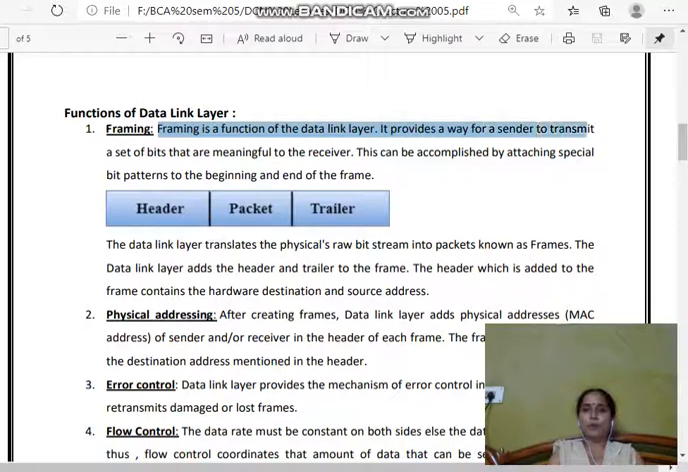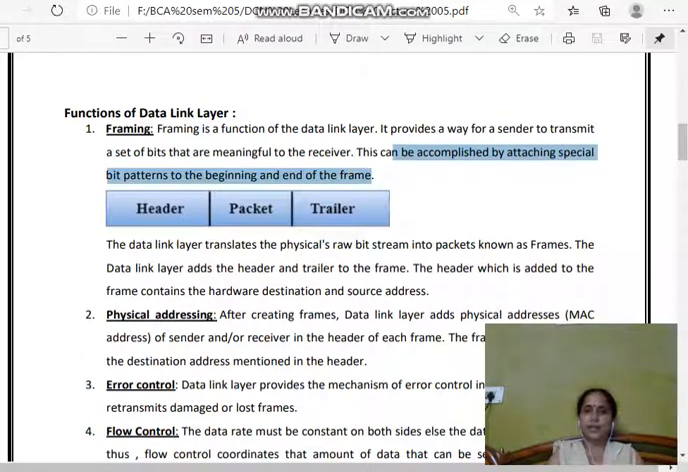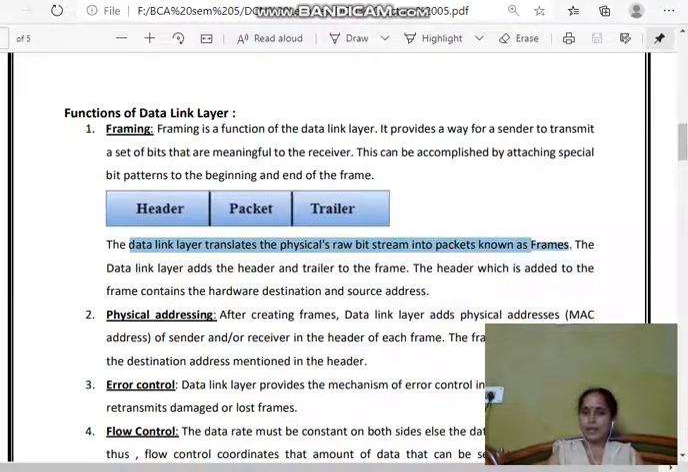It provides a way for a sender to transmit a set of bits that are meaningful to the receiver. This can be accomplished by attaching a special bit pattern to the beginning and end of the frame. The part that gets added at the beginning of the packet is called the header, and the part added at the end is called the trailer. The data link layer translates the physical raw bit stream into packets known as frames. I already told you. I took an example of mail, if you remember, when we draft a mail in the compose mail option of my mailbox, that is my application layer.